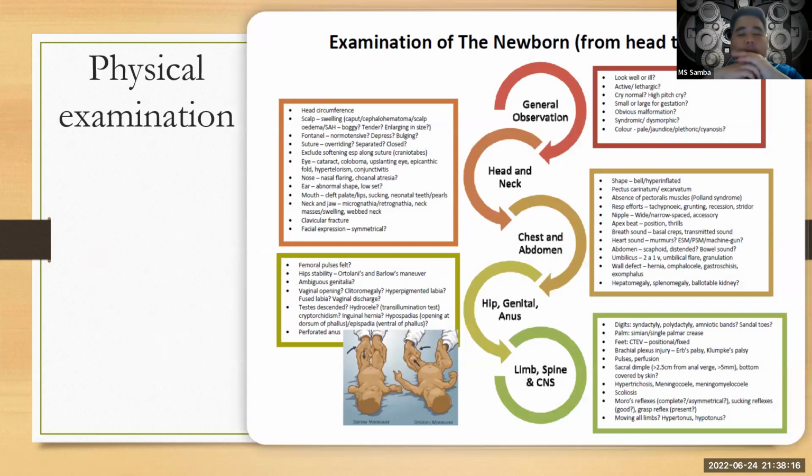Next, after we know the causes, these are the steps of investigation that we do for every child that is born. We first do the general observation, then we assess the head and neck.